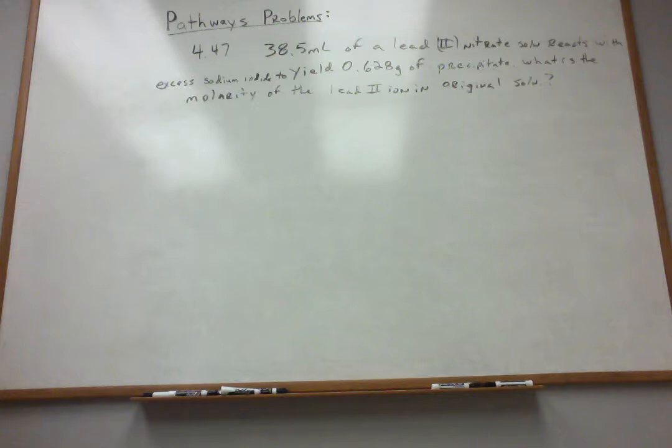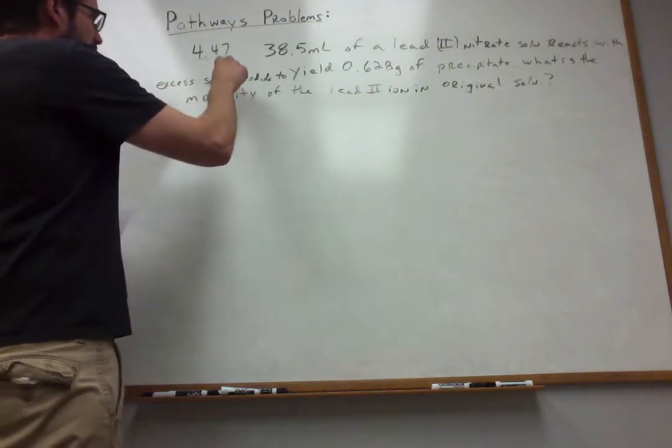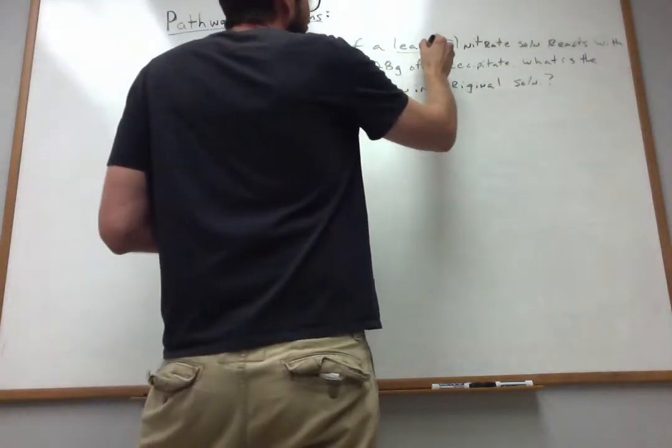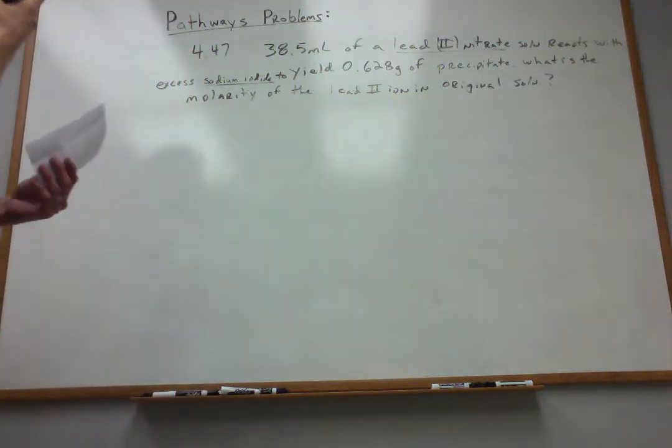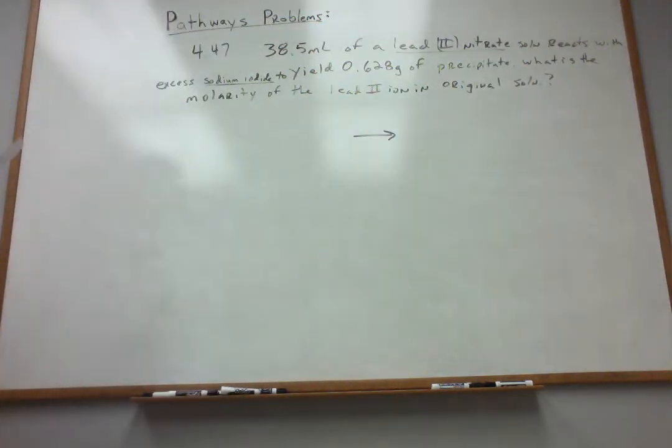So it seems like there's a reaction going on here with this lead nitrate and excess sodium iodide. I'm keying on that. If there's a reaction to make some kind of precipitate, it sounds like a precipitation reaction. I kind of know what a precipitation reaction is all about: I make a solid. Maybe I could write a balanced chemical equation for what's going to happen here.